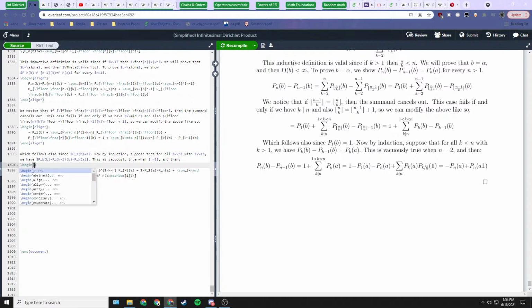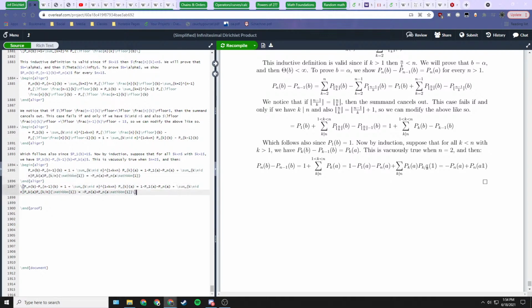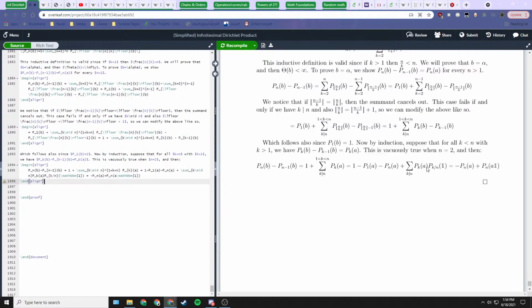Let's do an alignment environment here. Okay, so we do p sub n of this. So let's actually do, whoopsies. Let's actually have this 1 minus 1 of this, but we'll just put a new line here. I think that should be fine.